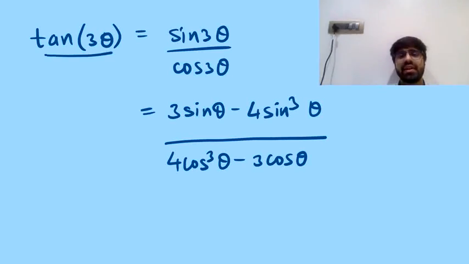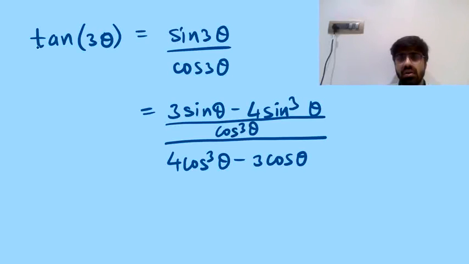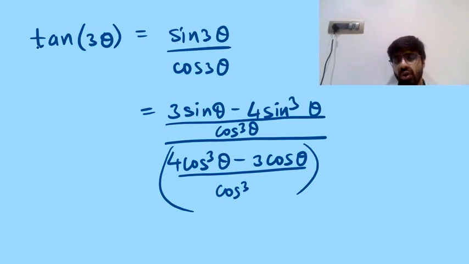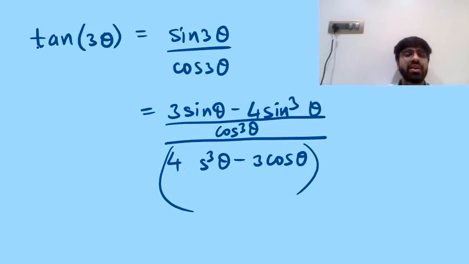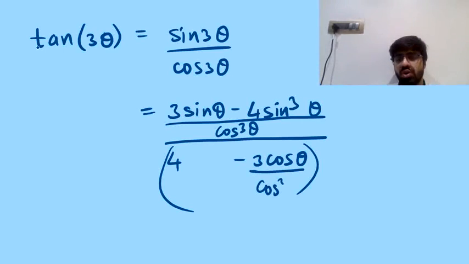Now tan 3 theta, right? So we need all terms in tan theta, and sin theta and cos theta are terms that we need to eliminate. So what we will do is we will divide the numerator and denominator with cos cube theta. So in the denominator we will have 4 cos cube theta minus 3 cos theta upon cos cube theta. So when you separate the terms, the first term will become simply 4, and the second term will be 3 cos theta upon cos cube theta.